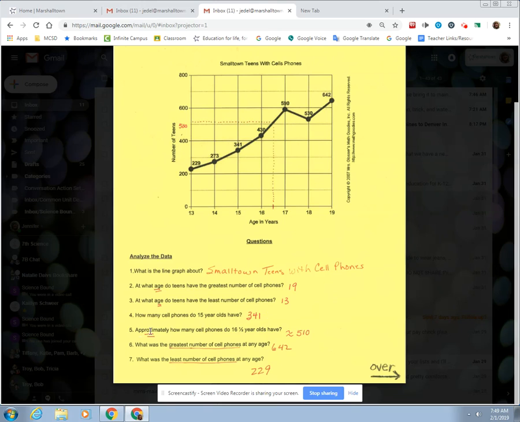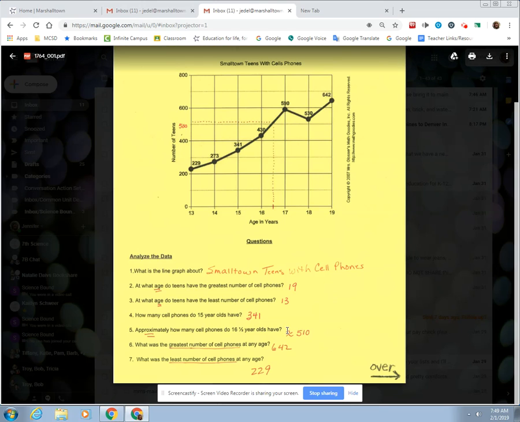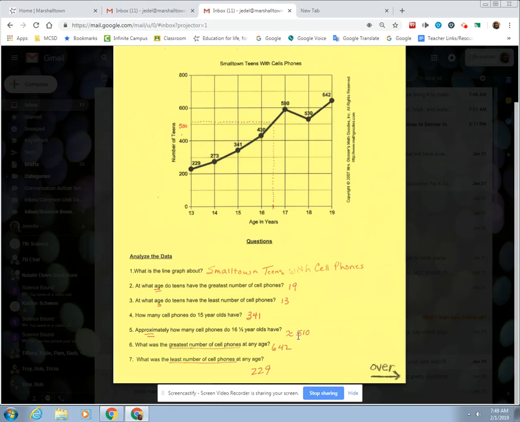Now 5 says approximately how many cell phones do 16-and-a-half-year-olds have? Well, 16-and-a-half is going to be right about there. You go up and see where the line intersects, and then come over to the y-axis. It could be a little bit above 500. I don't know that it's exactly 500. So that's why I put the little squiggly line, which means about 510. And once again, we have to estimate because we don't have the dot with the data label. So it's about 500, a little over 500.